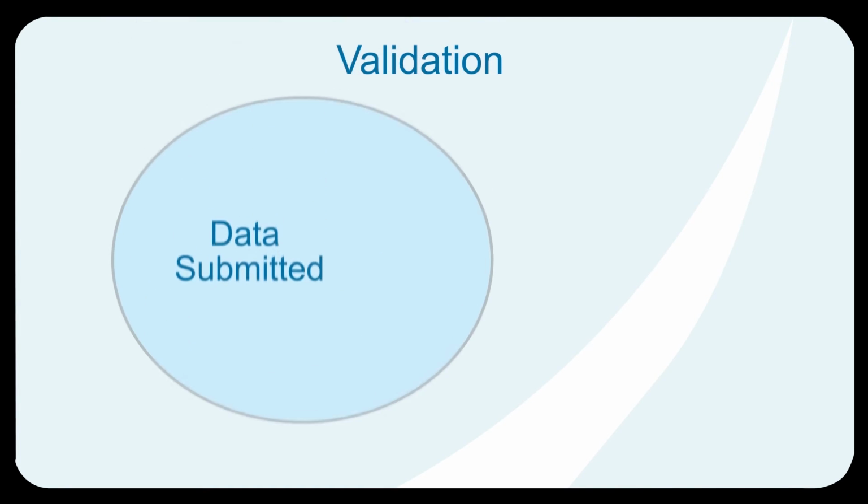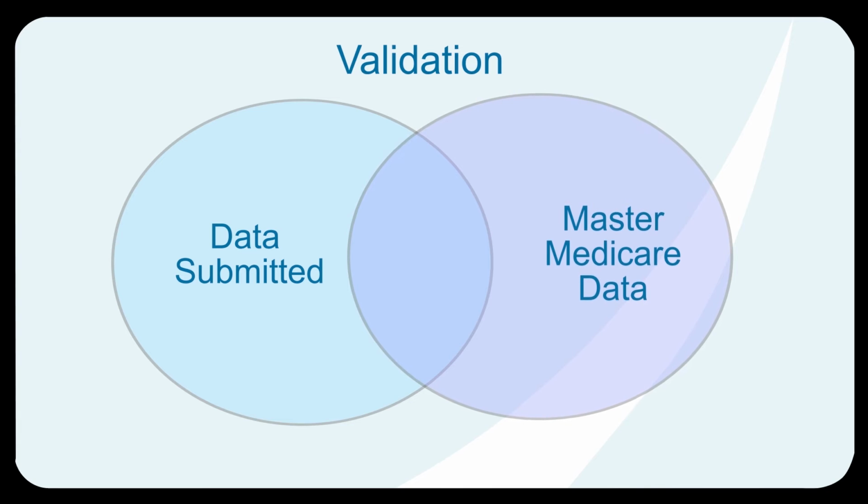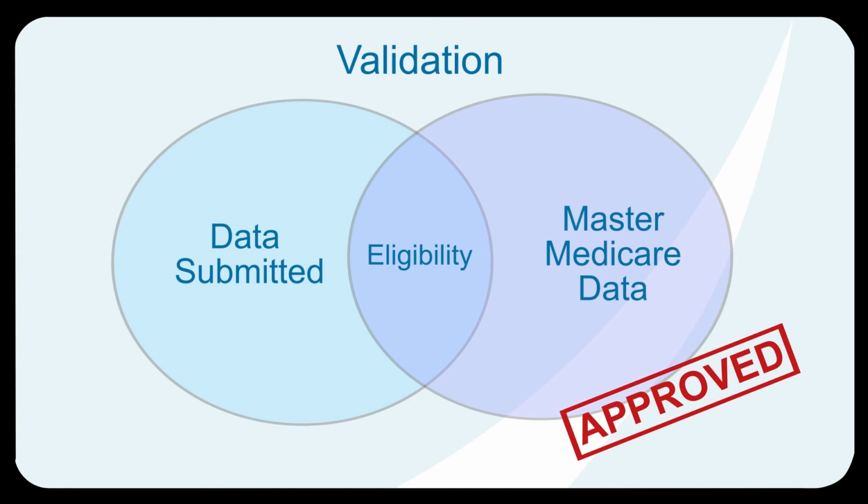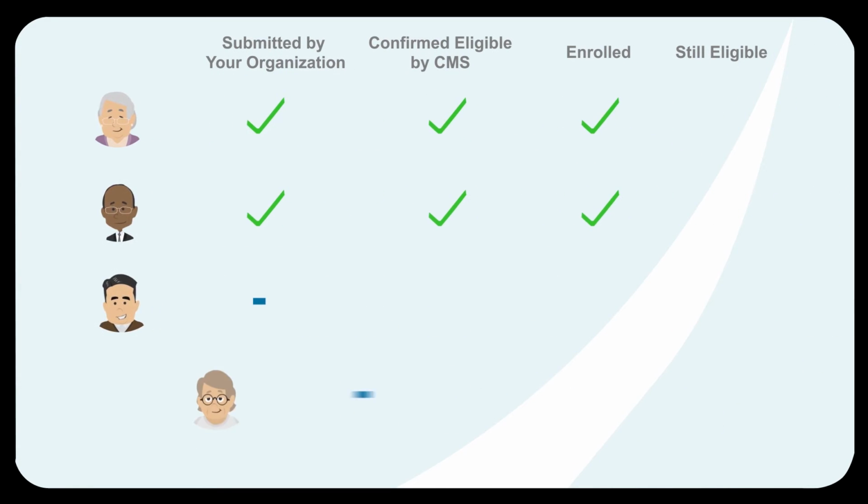During validation, CMS will validate the eligibility of your Medicare beneficiaries for enrollment by comparing the data you submit to the master Medicare data. CMS will use the same eligibility criteria listed in your onboarding packet. Using Medicare claims, CMS will also identify any of your organization's eligible Medicare beneficiaries who were not submitted for enrollment. Your next step is to submit the clinical and demographic data for those eligible patients.